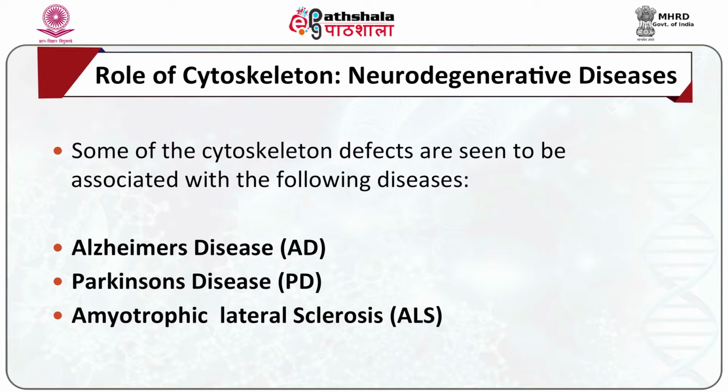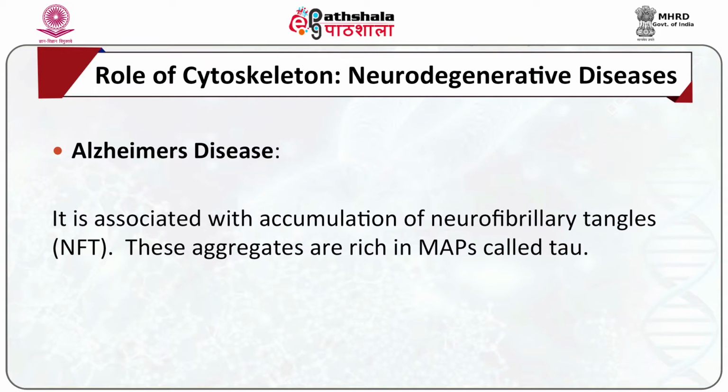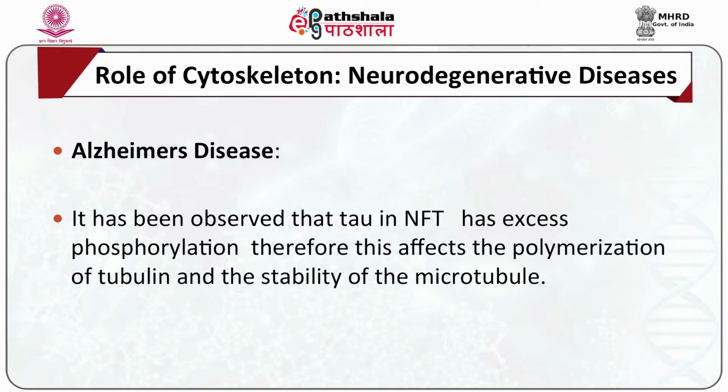Some of the cytoskeleton defects are seen to be associated with diseases like Alzheimer's disease, Parkinson's disease and amyotrophic lateral sclerosis, ALS. Alzheimer's disease is associated with accumulation of neurofibrillary tangles, NFT. These aggregates are rich in the MAP called tau. It has been observed that tau in NFT has excess phosphorylation. Therefore, this affects the polymerization of tubulin and therefore the stability of the microtubule.